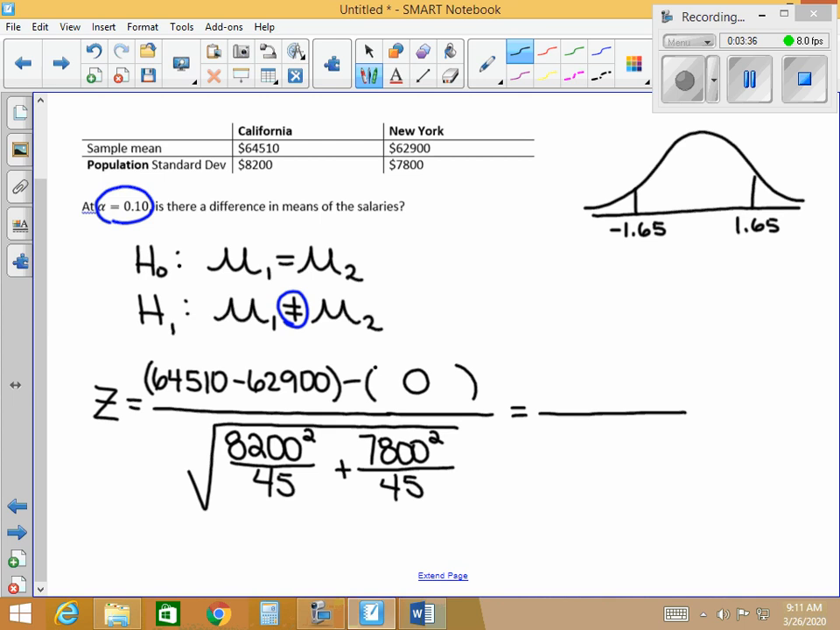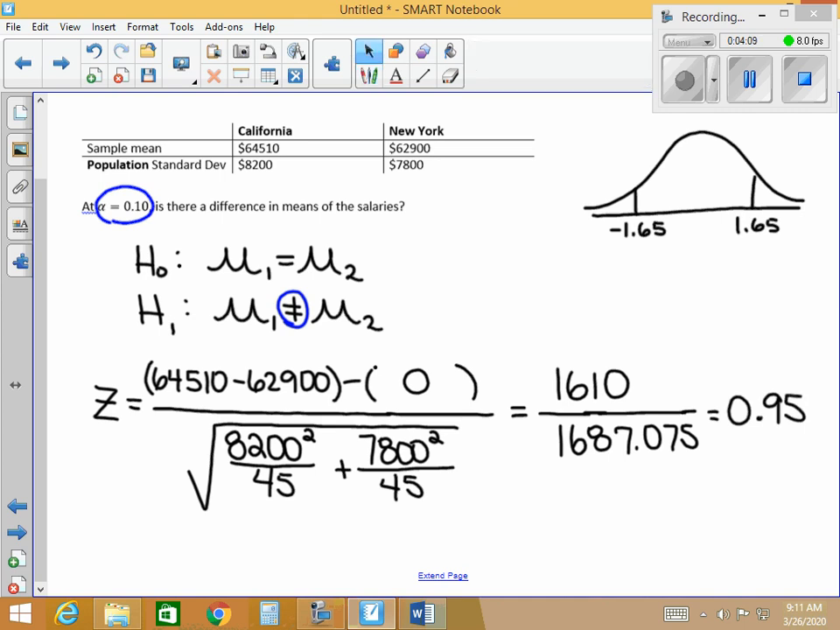Your calculator can hold all of this if you ask it to do this in the right way. Many of you will want to break it into smaller pieces. If you do the top and the bottom separately, the top number is 1610. If you find the square root of all that mess on the bottom, you get 1687.075. I took it out to several places. So when you divide that, on my scribbled notes here, you get 0.95. The 0.95, we come back up here and figure out where it lies.